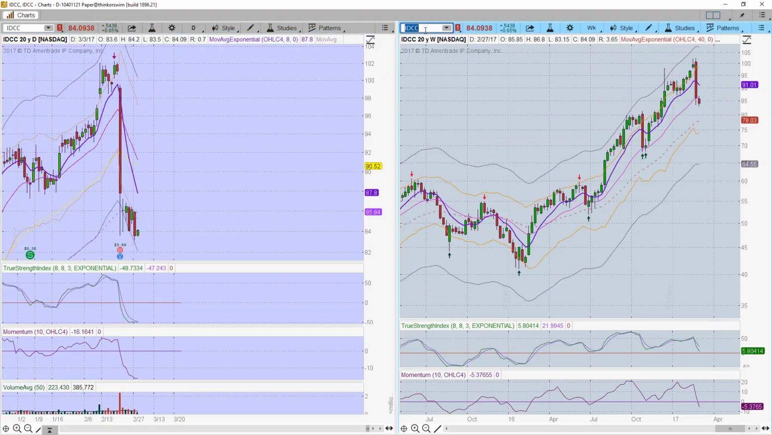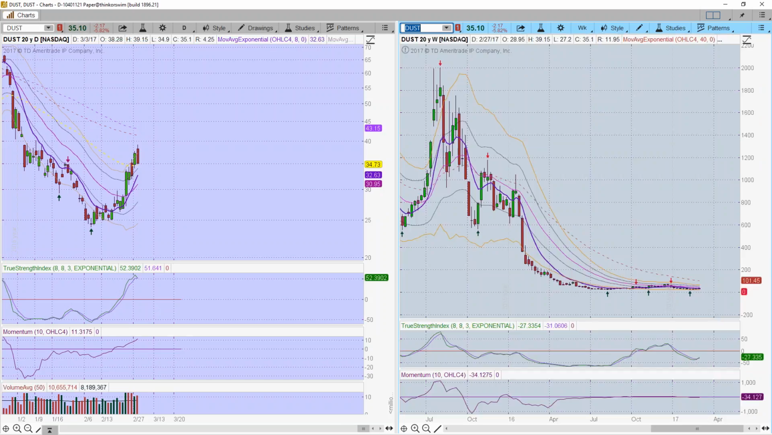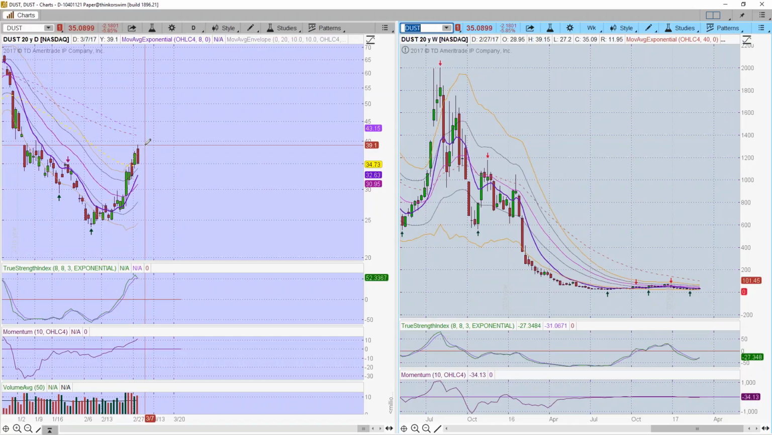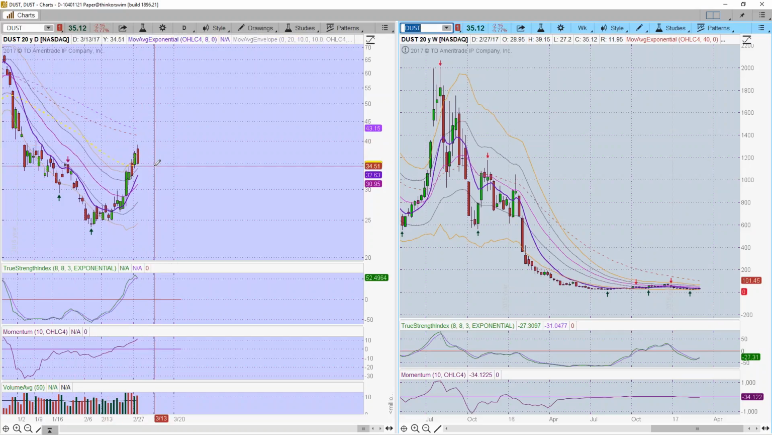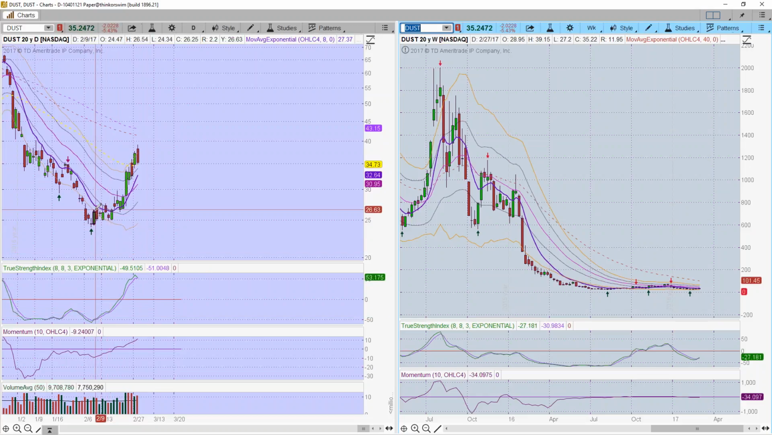Another one, we were also trading DUST a couple of weeks ago and picked up some of this move here. Unfortunately, we did not pick up the rest of the move from 28, 29 up to 39. This is one of the reasons why I really like these leveraged ETFs: if we get on the proper side of the trade, it can do very, very nicely for us.